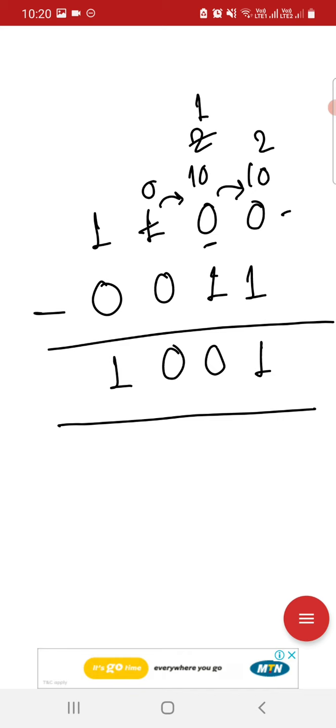1100 in binary is 12. You can check that, and in decimal that is 3. 12 minus 3, that will be 9. You can check that binary digit by converting it into decimal. According to its decimal, that will be 9. You can check that, and you will get the binary subtraction. Okay, thank you.